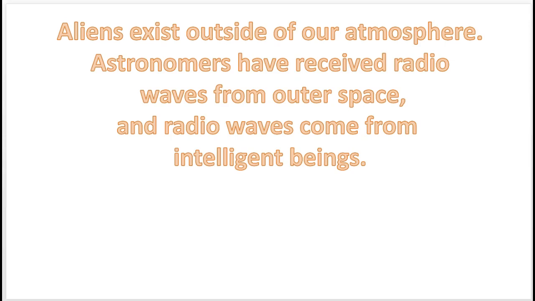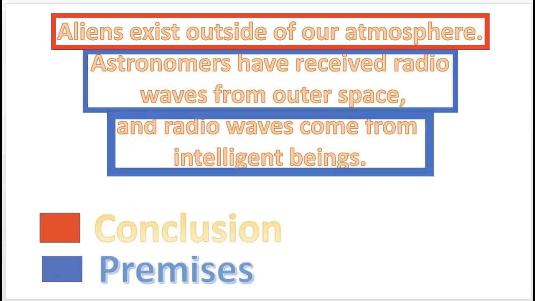Listen to this argument. Aliens exist outside of our atmosphere. Astronomers have received radio waves from outer space, and radio waves come from intelligent beings. Now identify the premises and the conclusion. The answer is, that's correct. Conclusion in the red, premises in the blue.